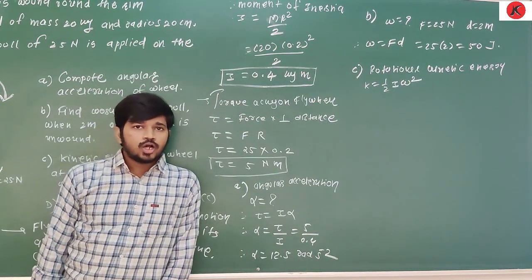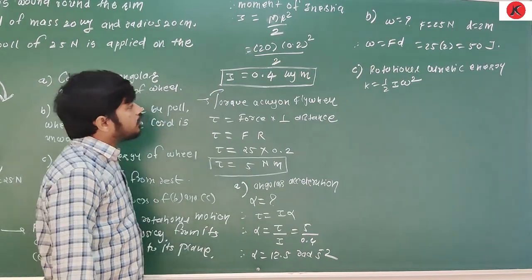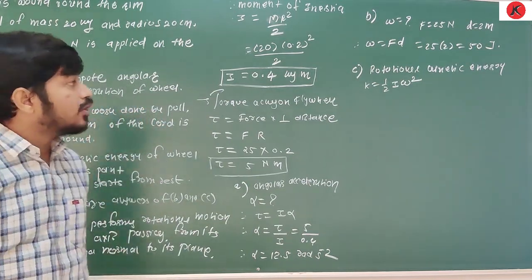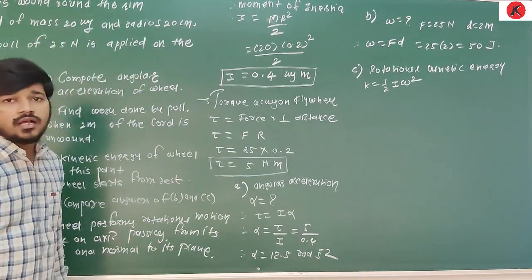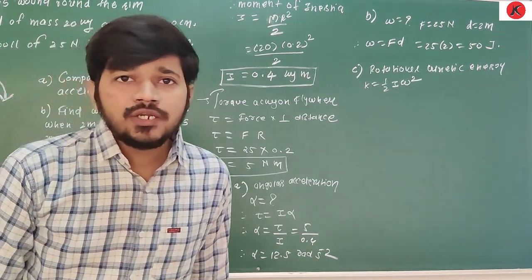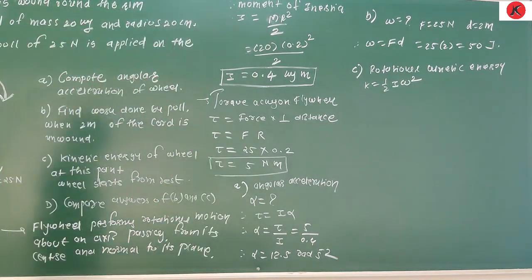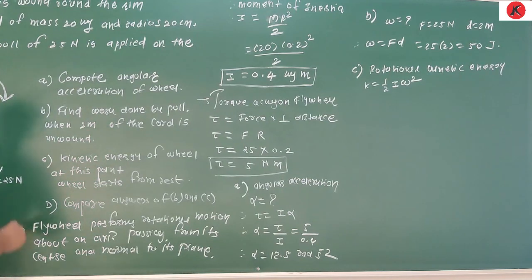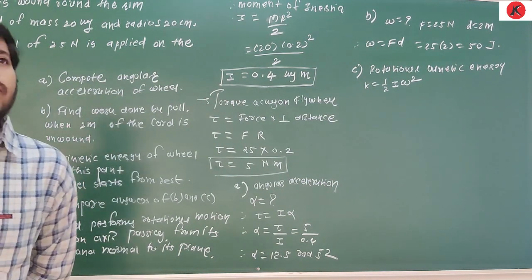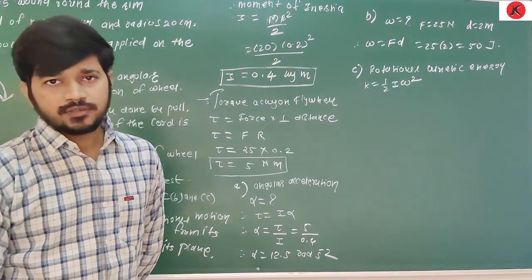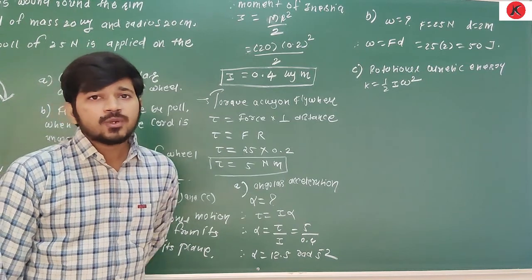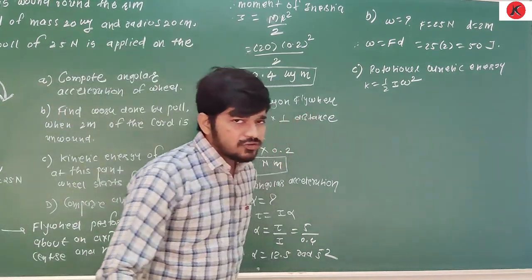Yes, you have the value of I, but what is omega at this point? First of all, you have to find omega. Then how to find this omega? Omega at this point means when 2 meter of this cord is unwound. So for that 2 meter of cord unwound, we will find the angular displacement. Now how to find angular displacement?